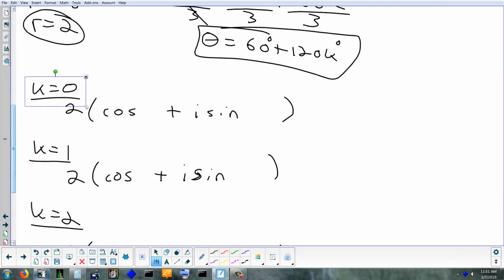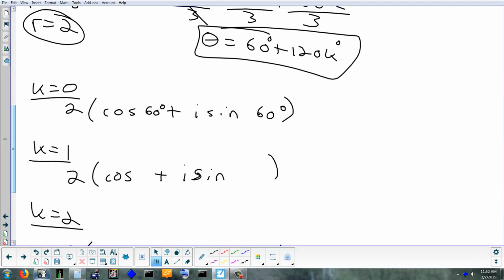Okay, k equals 0. 120 times 0 is how much? Plus 60. There's your first angle. Remember, these are going to be the vertices of an equilateral triangle. So if you think of 360 divided into 3, so you're moving 1/3 of the way around each time, that's why you're adding 120. That makes it the 3 points to get all the way around.